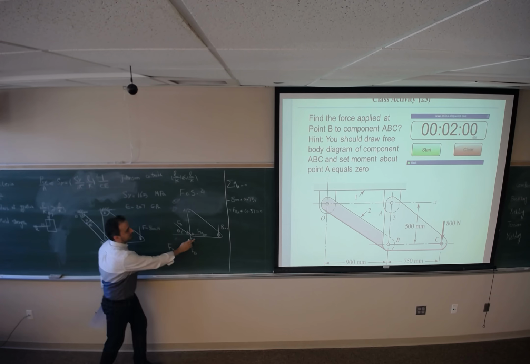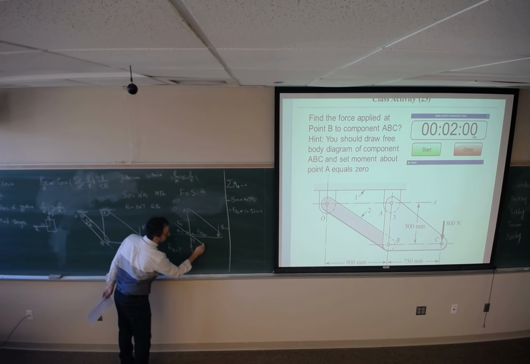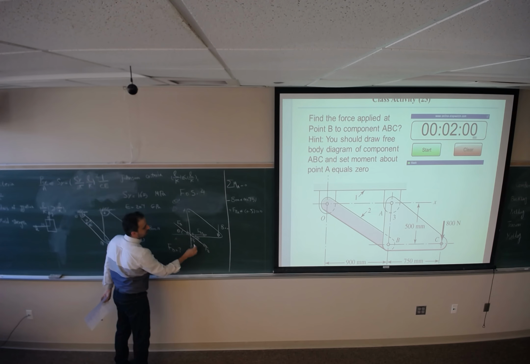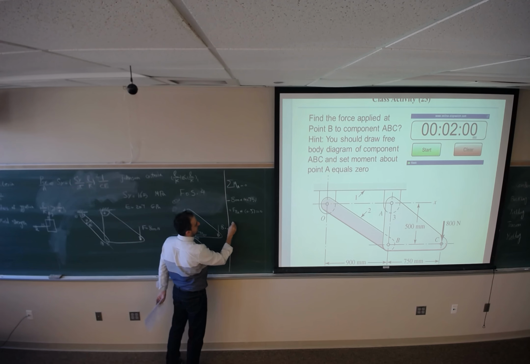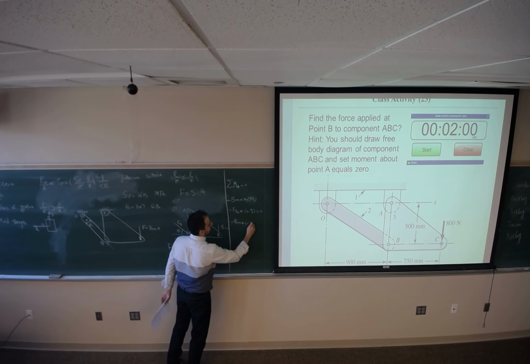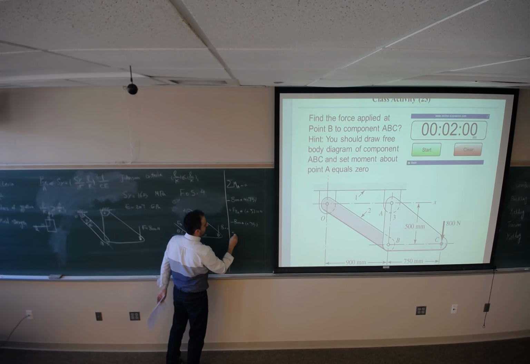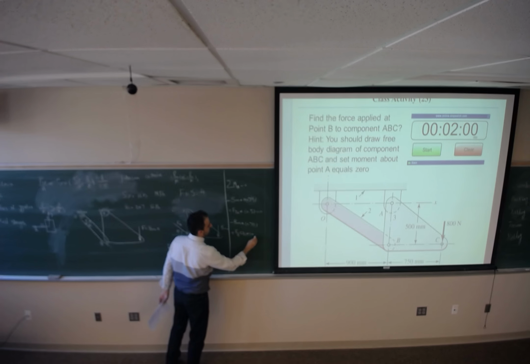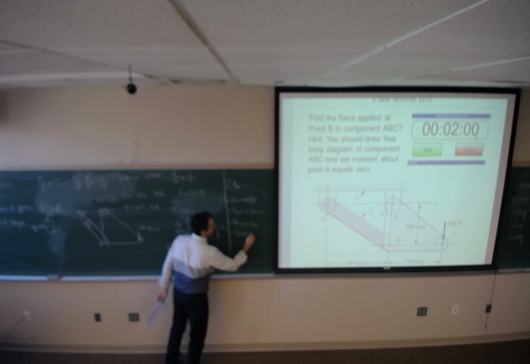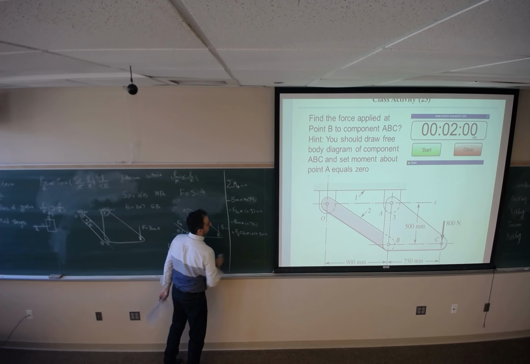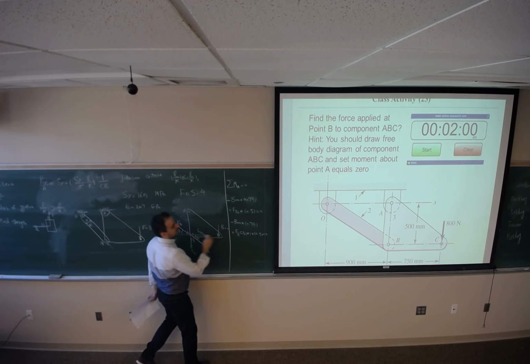How can I find FPX? If this is FP, this angle is theta. FP times cosine of theta is going to give me FPX. So negative 800 times 0.75 plus FP cosine of theta times 0.5 equals 0. This is how I can find FP.